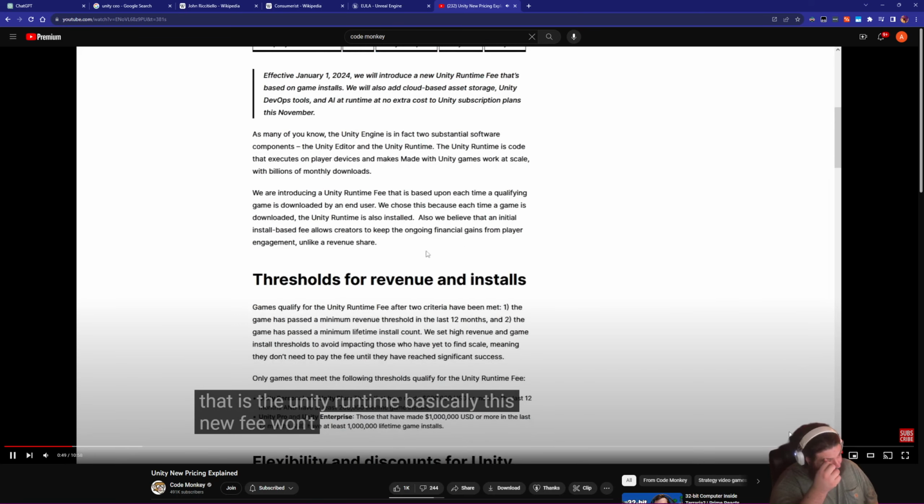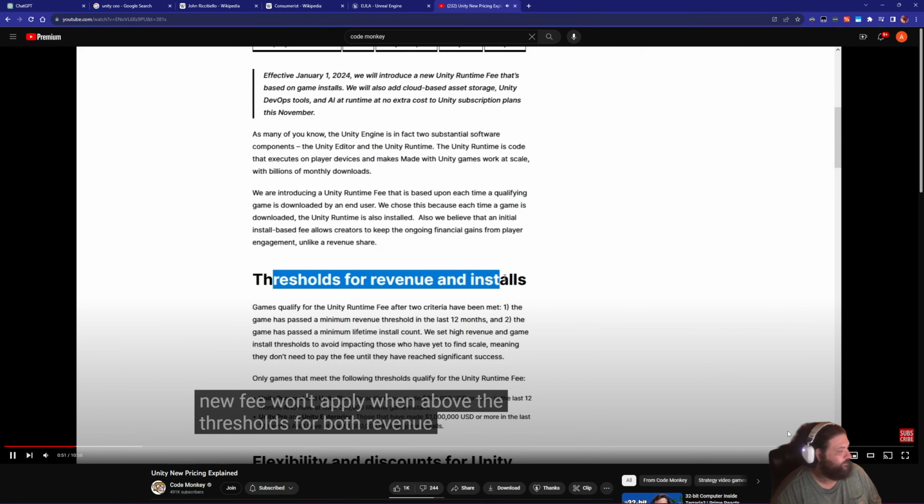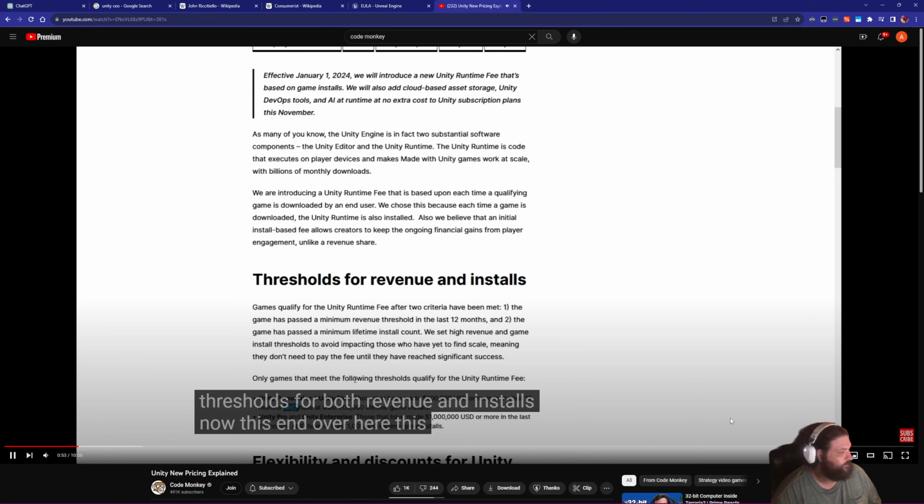Basically, this new fee will apply when above the thresholds for both revenue and installs. Now, this and over here, this one is very important.